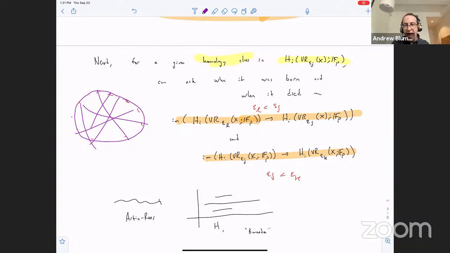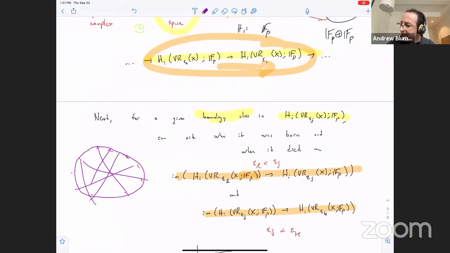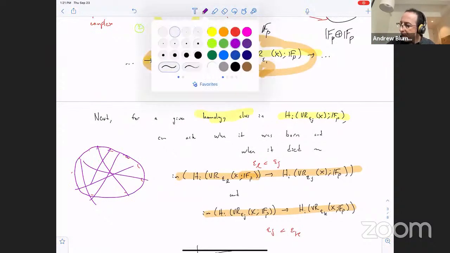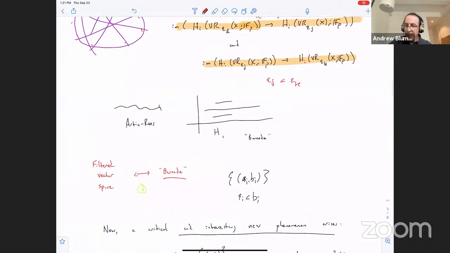You filled it in. And so there's a time, so to speak, or a feature scale period for which that thing is there. Before that, it's not, and after that, it's not. It turns out that you can summarize all of the information in this filtered collection of vector spaces in terms of what's called a barcode, which is a picture that looks like this.